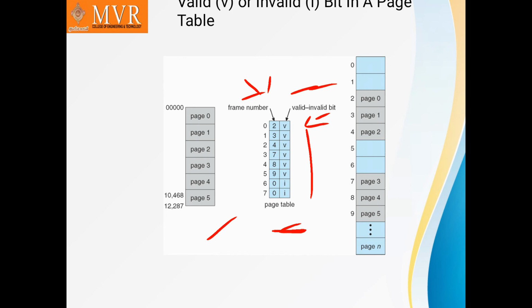Here you clearly observe that 6 and 7 are 0, so there is no data in the frame number, and it is invalid. OK, how do we map it in physical memory? See here, the 2 has the 0th page, and the 3 has the first page.